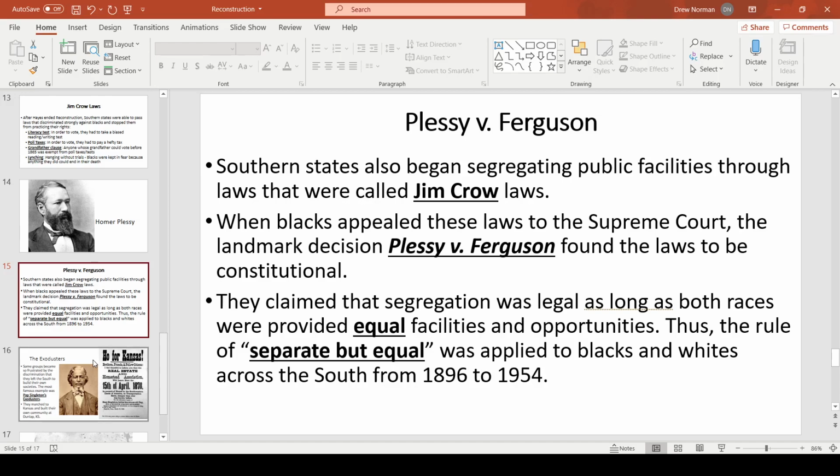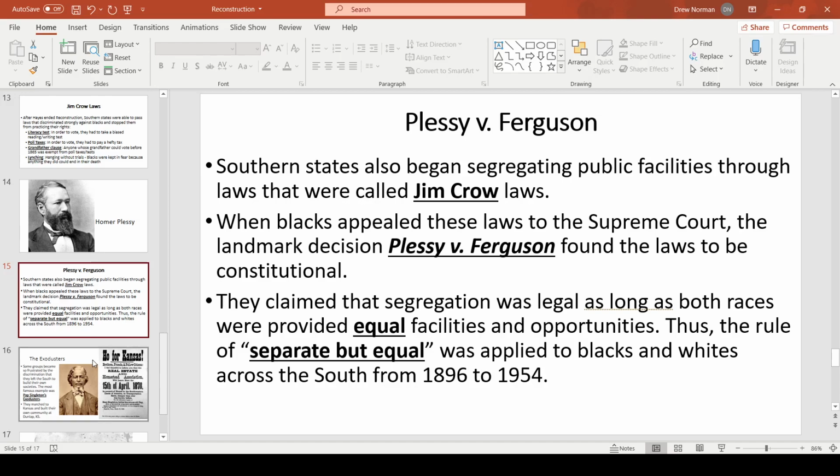Well, with the southern states being able to separate whites and blacks, men like Homer Plessy decided to fight against it. And so Homer Plessy, despite being only 1/8 black, is forced to sit on the wrong train car, and so he decides to sue to try to get rid of that segregation. Unfortunately for Homer Plessy and all African Americans around our country, this Supreme Court case, Plessy versus Ferguson, the person who owned the train company, decides that not only was segregation legal, as long as both races were provided equal facilities and opportunities, it was protected by the Supreme Court and the federal government.